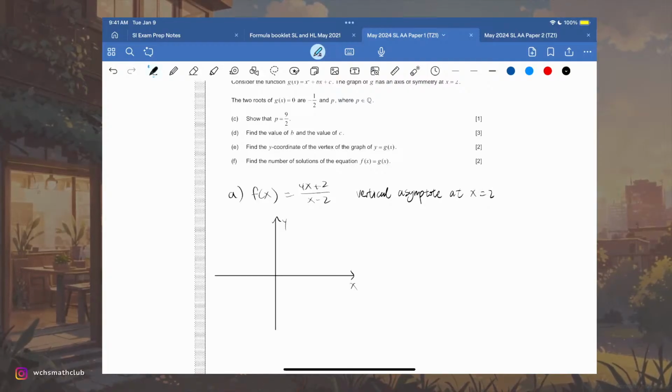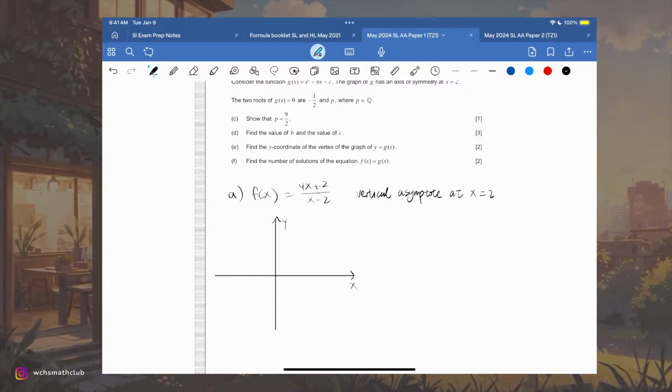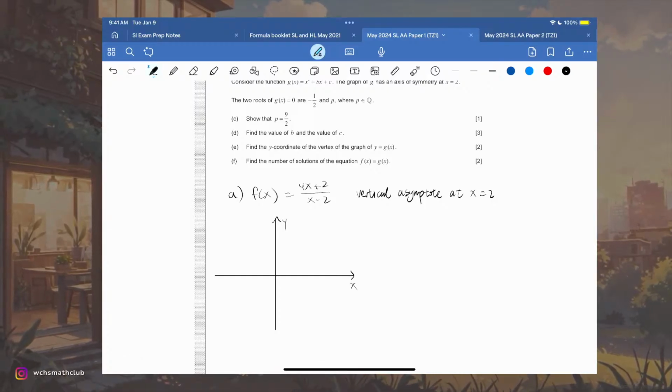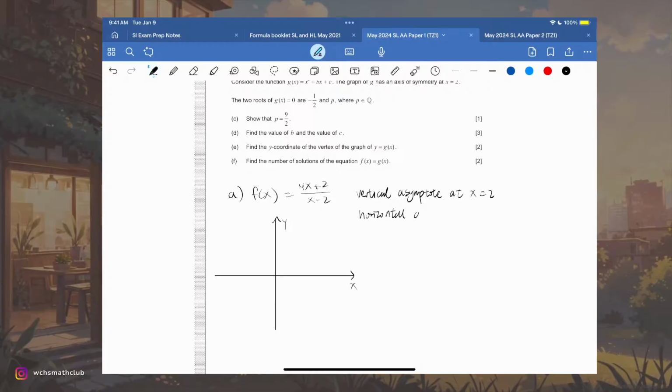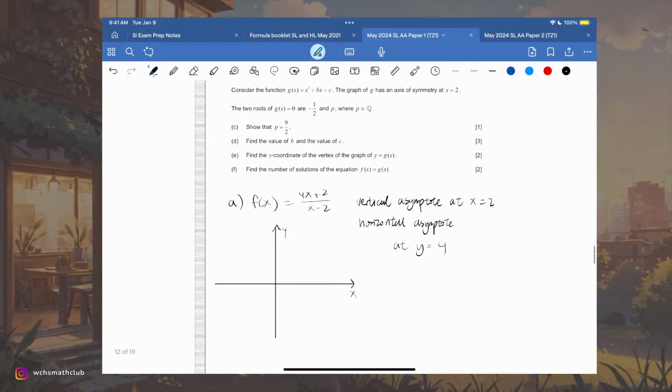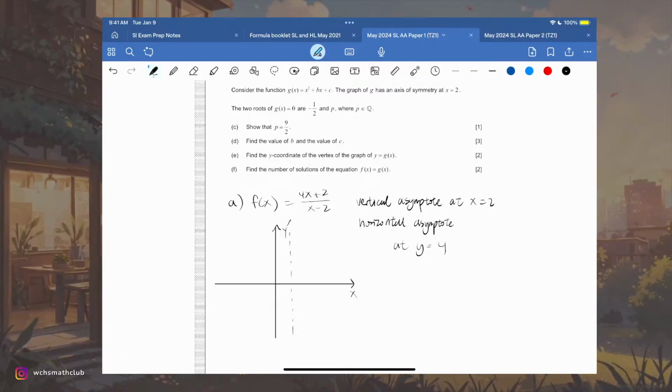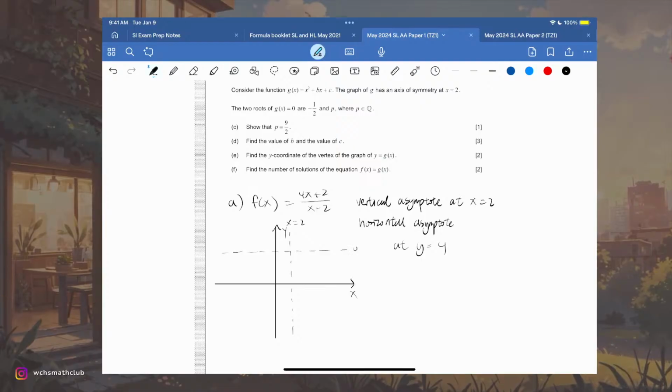And we see that the top and bottom are both 1 degree polynomial functions. So the horizontal asymptote will simply be the leading coefficient over the leading coefficient. So the horizontal asymptote is at y equals 4. Right, so now we want to actually draw the asymptotes on the graph here. So this one is x equals 2, and then this one is y equals 4.